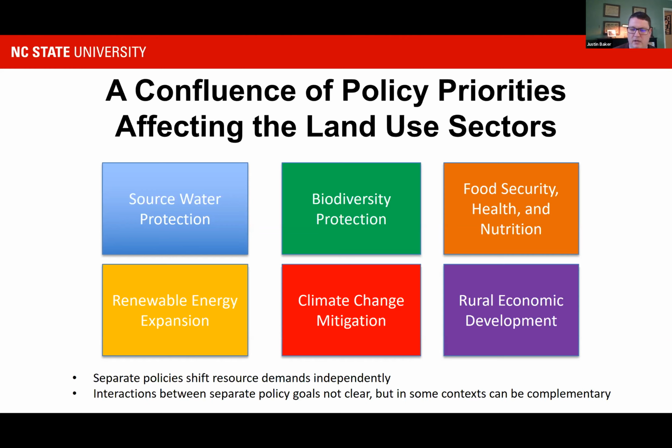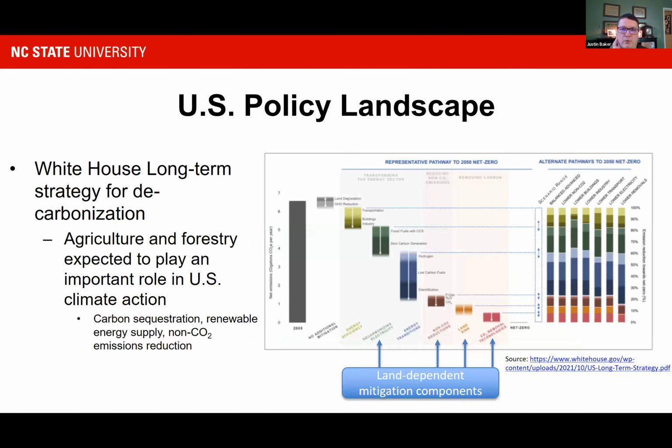have independently. And so one of the things that we're interested in longer term is understanding the confluence. Whenever we throw everything at the land use sectors, what does it mean in terms of our primary production systems? What does it mean in terms of environmental outputs? Today, I'm going to focus on the box in the upper right-hand corner, and that's really related to food security, health, and nutrition.